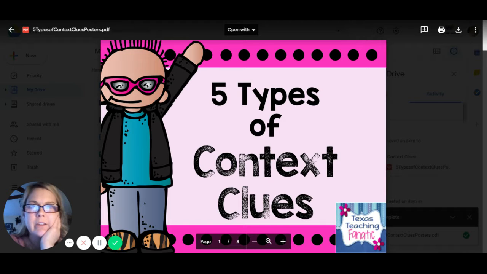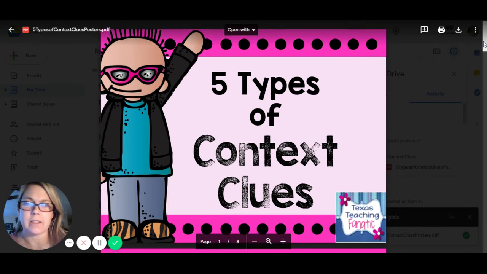I wanted to just do a quick lesson on one of those things that can really help you as a reader, especially with vocabulary. It's not practical for you to sit and look up every single word that you don't understand. So one of the biggest things that we use, especially as we get older, are context clues.